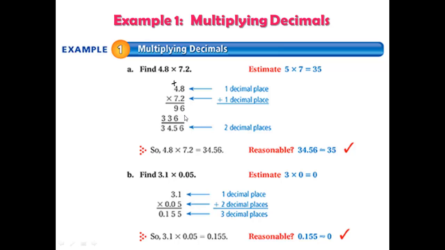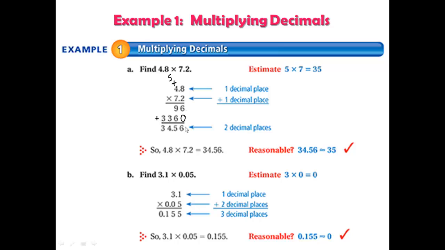And then for our second row, we can start with a 0. Now we multiply 7 times 8, and that's 56. So we write our 6 and carry our 5. And then 7 times 4 is 28, plus 5 is 33. Now we're going to add up our 2 rows.